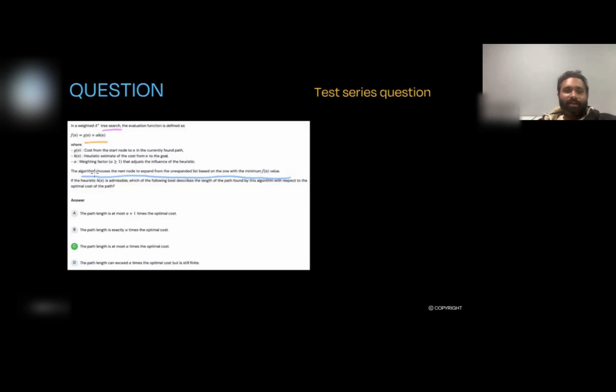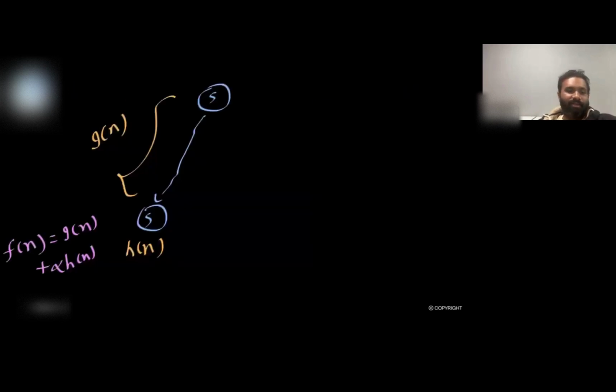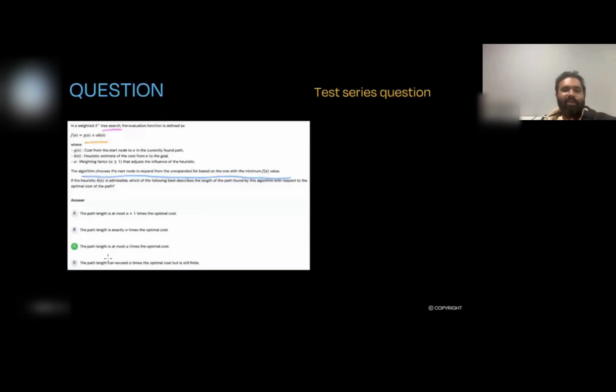Okay, now here Fn is being considered as Gn plus alpha times Hn. So what is it saying? Let's consider a case where alpha is less than 1. First of all, this is my case. Let's say alpha is 0, less than 1. Obviously, considering a negative value of alpha will not make much sense. So let's say alpha is 0. Then this particular search is called what? If alpha is 0, then this is what search?